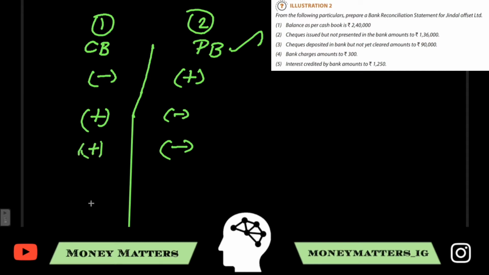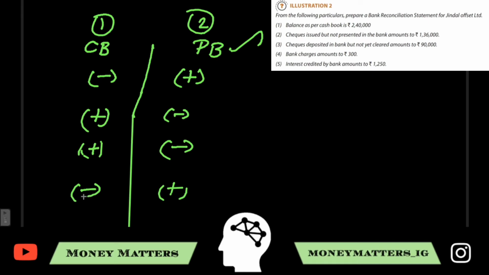The last part of this question is interest credited by bank, which amounts to 1,250. So this means that the firm would have made some deposits for which they would have gained interest. So for that interest, the bank has credited the amount. So this would first be known to the bank. So when the amount is credited in the bank, the passbook balance would increase. And automatically, the cash book balance would decrease.